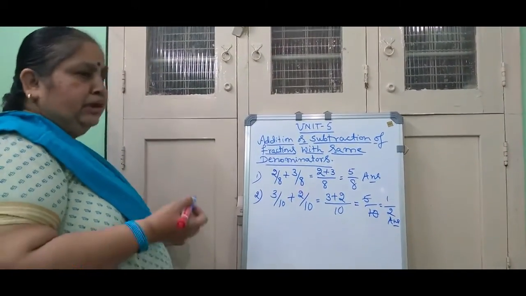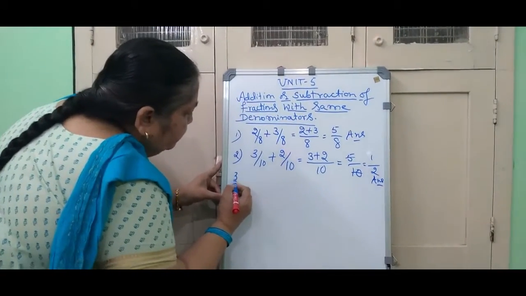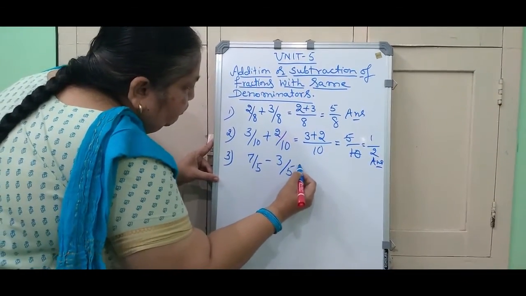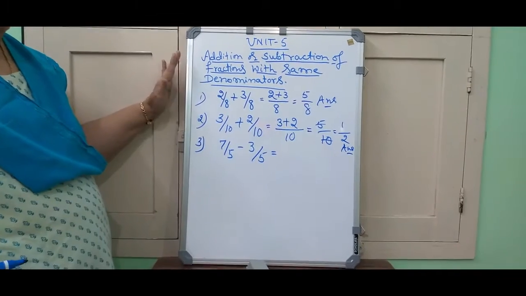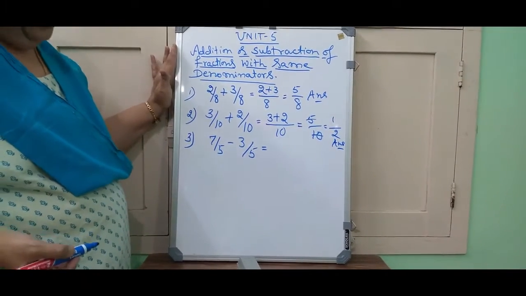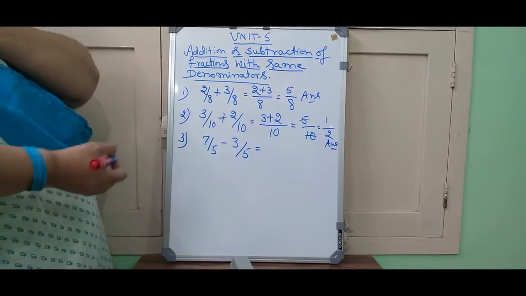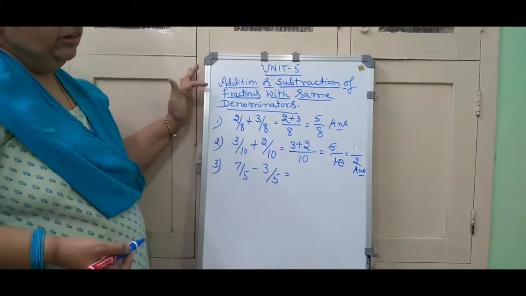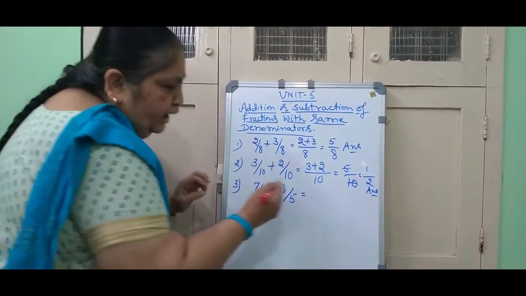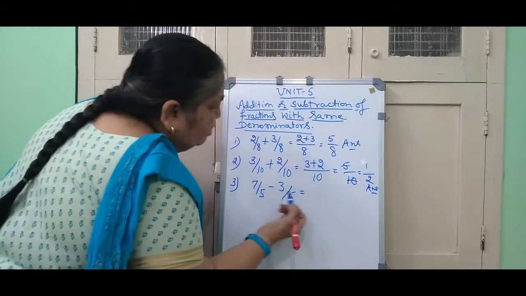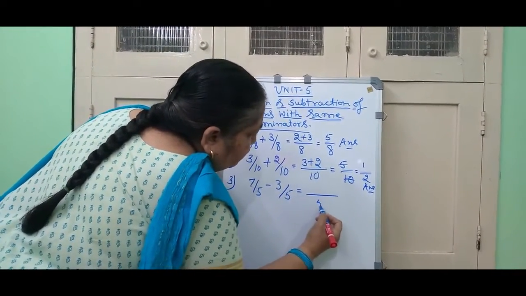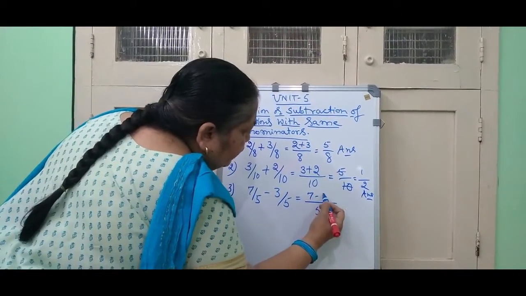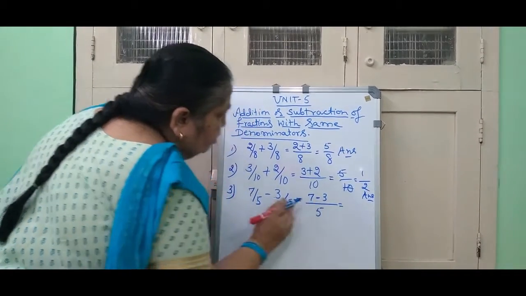Now, let us consider the third example, that is 7 by 5 minus 3 by 5. In the first two examples, I have considered the addition. Next, I am considering the subtraction. I am telling both the addition and the subtraction of fractions with same denominators. Again, 5 is the denominator in the third example. Let us again write the numerators together. This will be 7 minus 3.